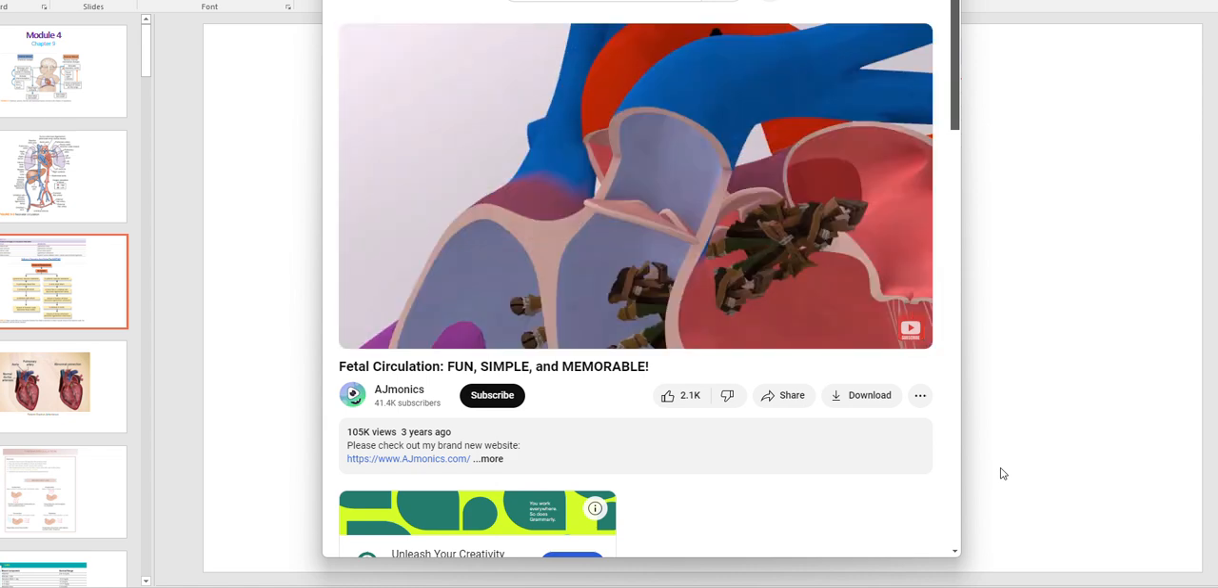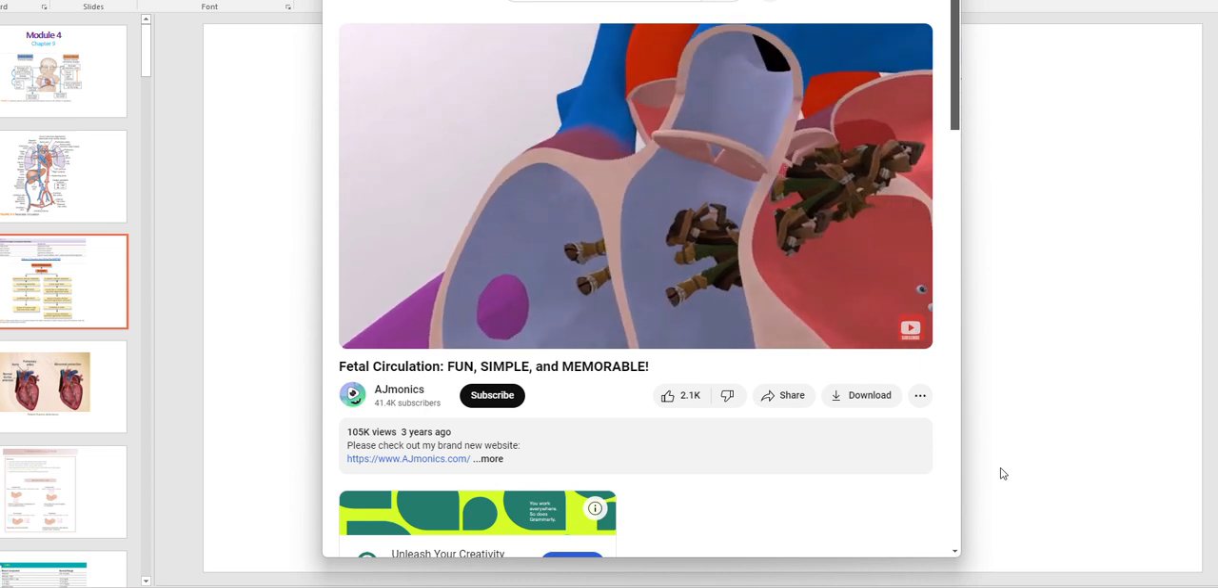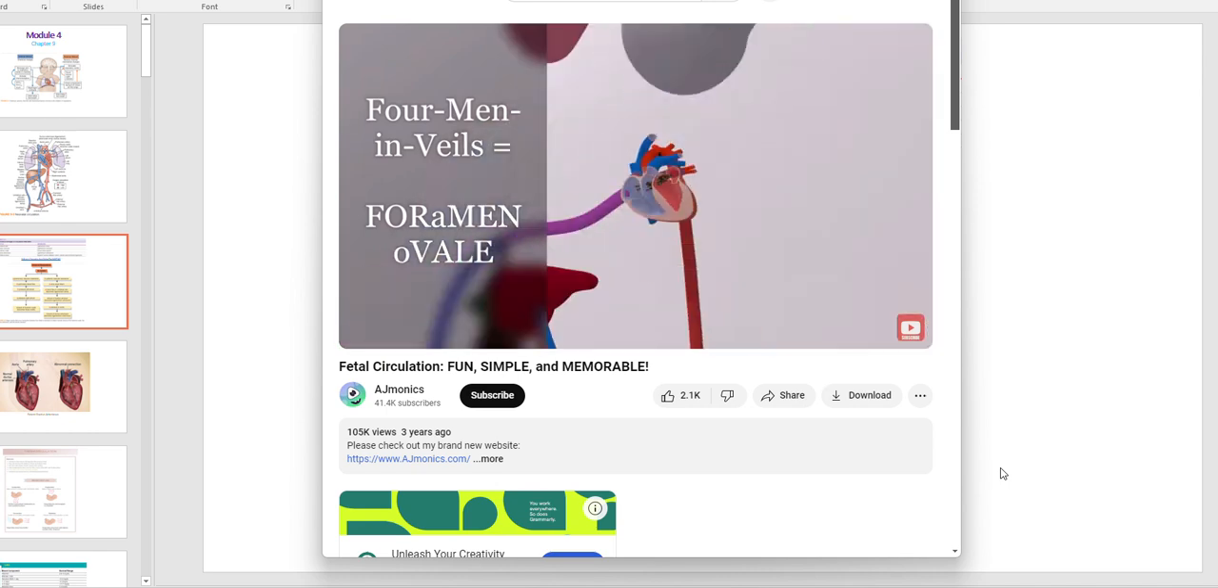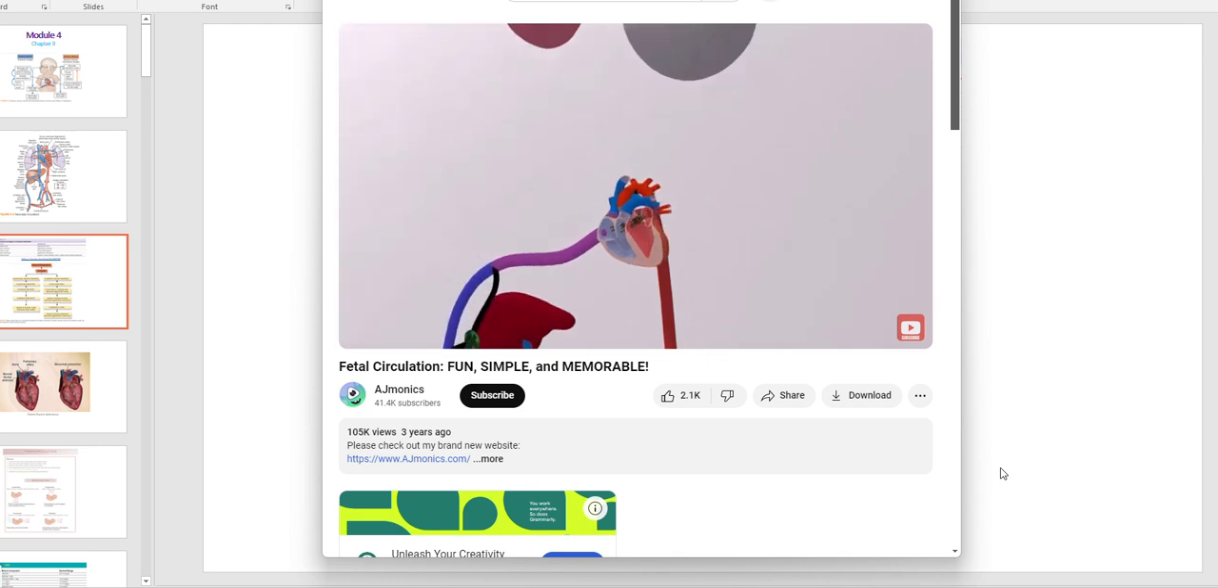Over here we note these four men in veils going from the right atrium to the left atrium. Four men in veils for foramen ovale. Okay, let's move on to the third one.